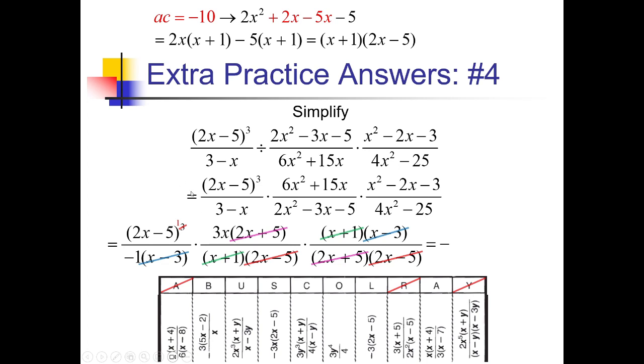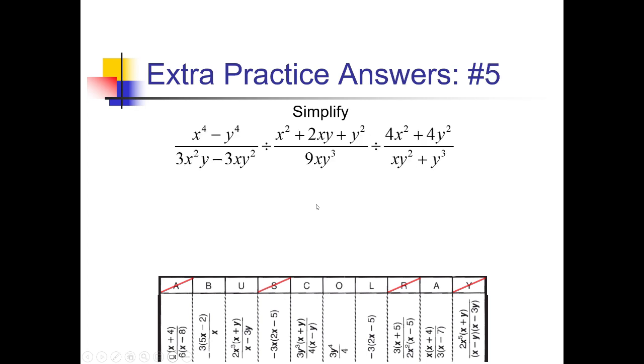In the numerator, we have a 3x and a 2x minus 5. In the denominator, we have nothing except an invisible 1. So this is our final answer, negative 3x parentheses 2x minus 5. And I can spot that pretty quickly. That's right here. Got to be careful because this L1 looks kind of similar, but it's really S that we're going to cross off here. So just be careful reading that.